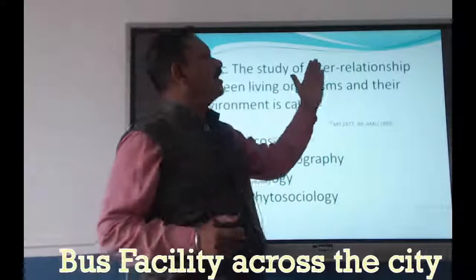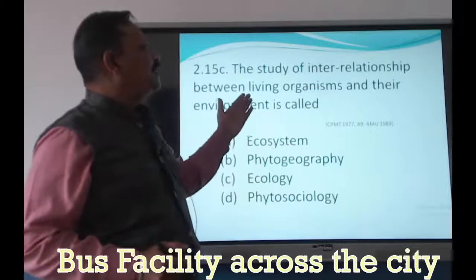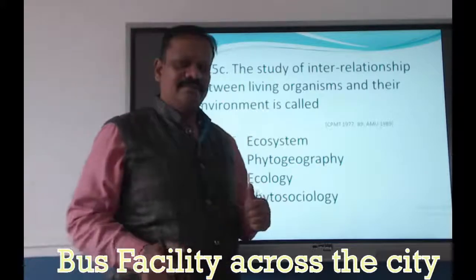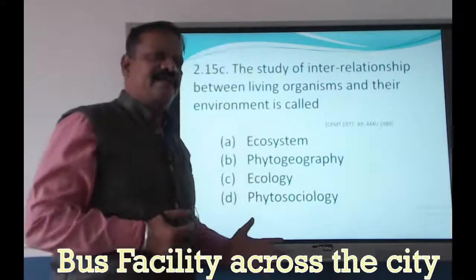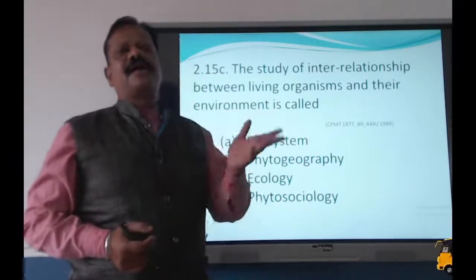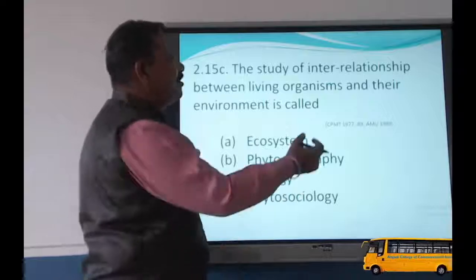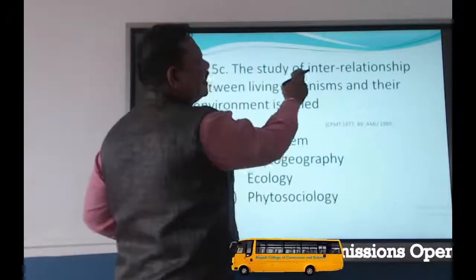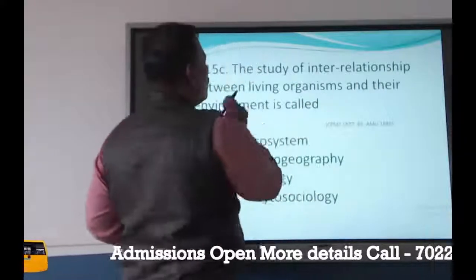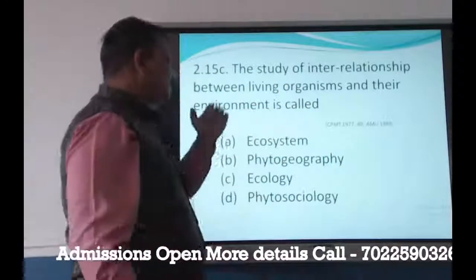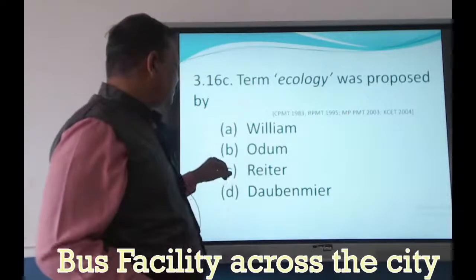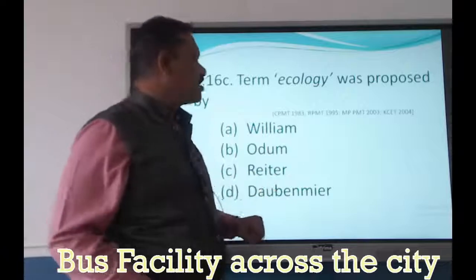The study of interrelationship between living organisms and their environment is called. So see, the definition is given and the term is asked. Sometimes the term will be given and you are asked to define it. So here, what definition is given? The study of interrelationship between living organisms and their environment is called: ecosystem, phytogeography, ecology, botany. So here, option C is the right answer.